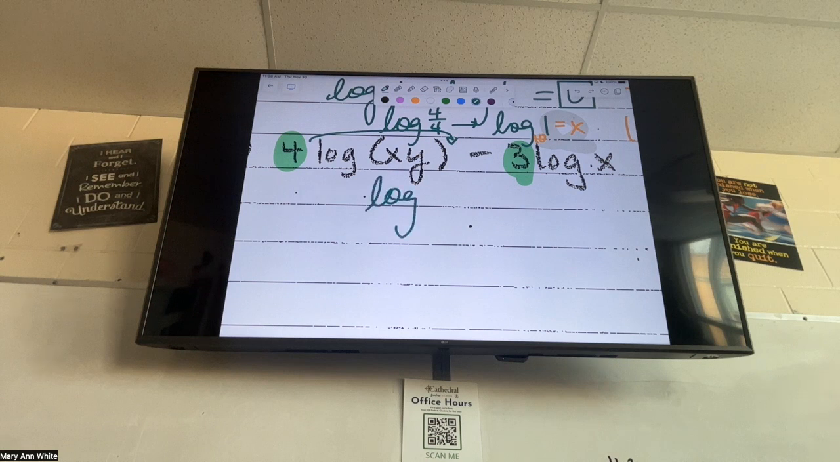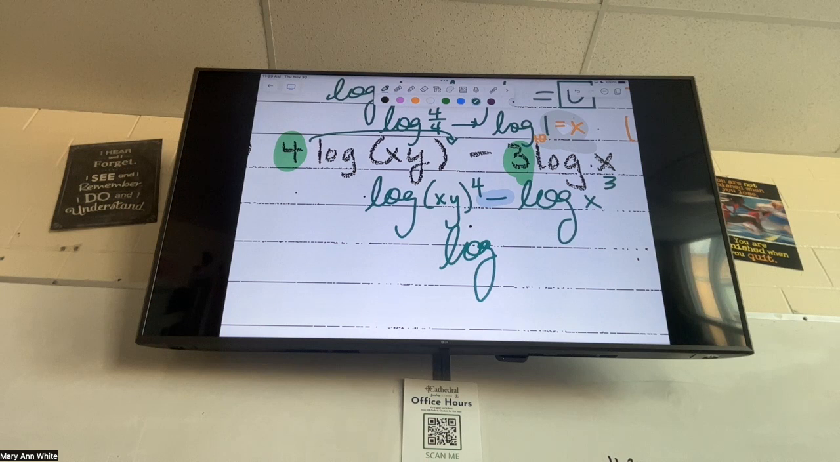So I've got log of xy to the 4th. I don't know why I wrote this step, that's kind of silly. And then log of x to the 3rd. You probably skipped this step and immediately went to combining them. How does that minus sign combine them? Divide. So I've got log of xy to the 4th divided by x to the 3rd.